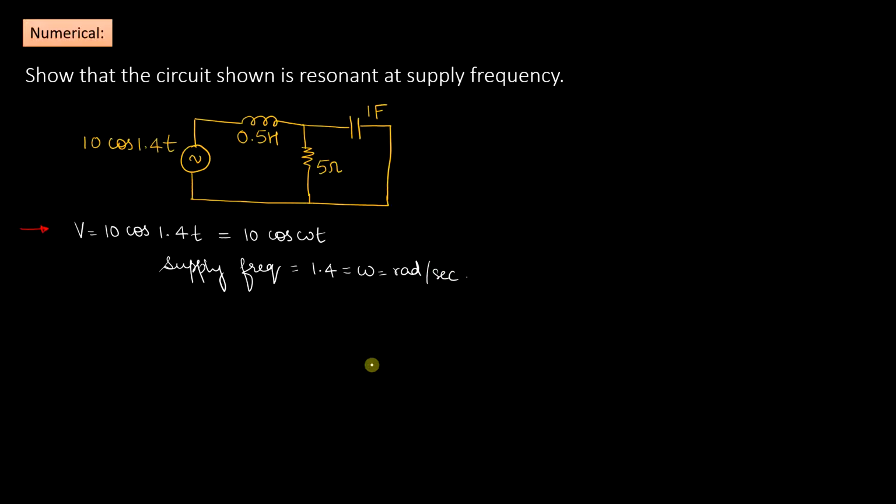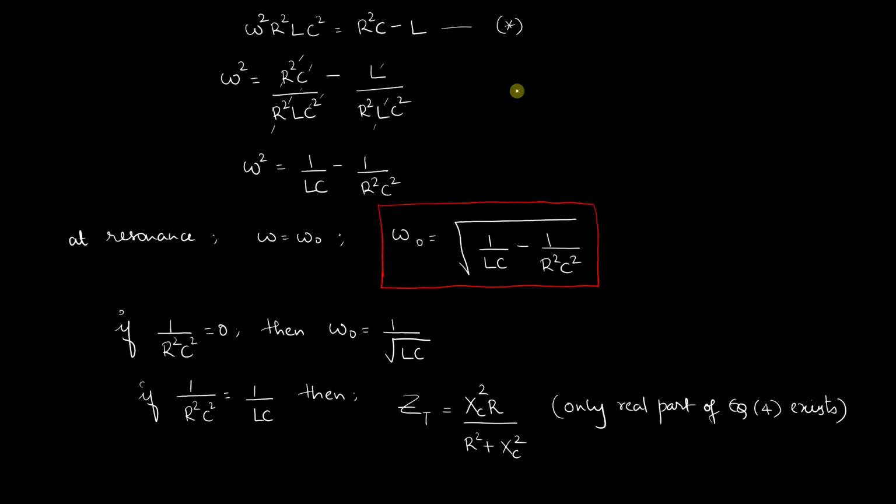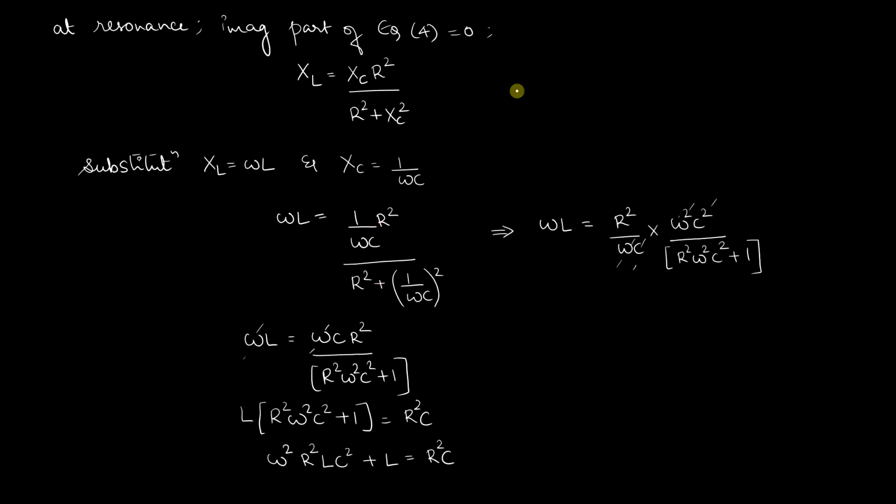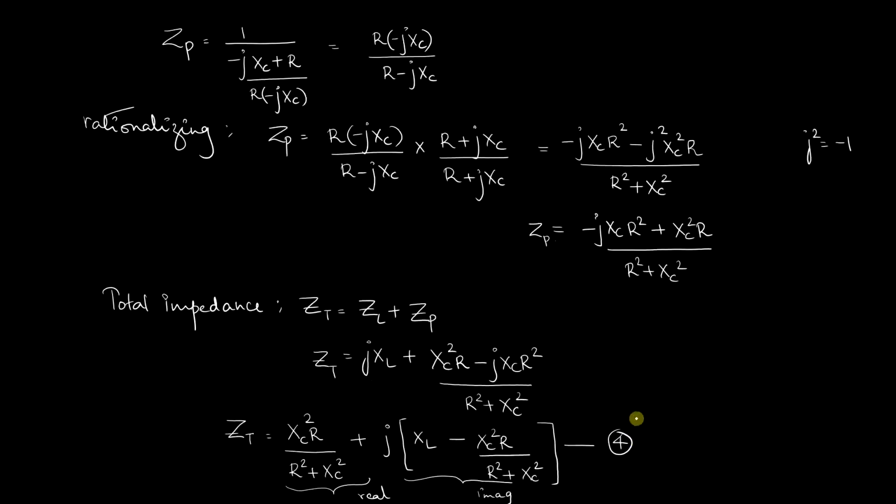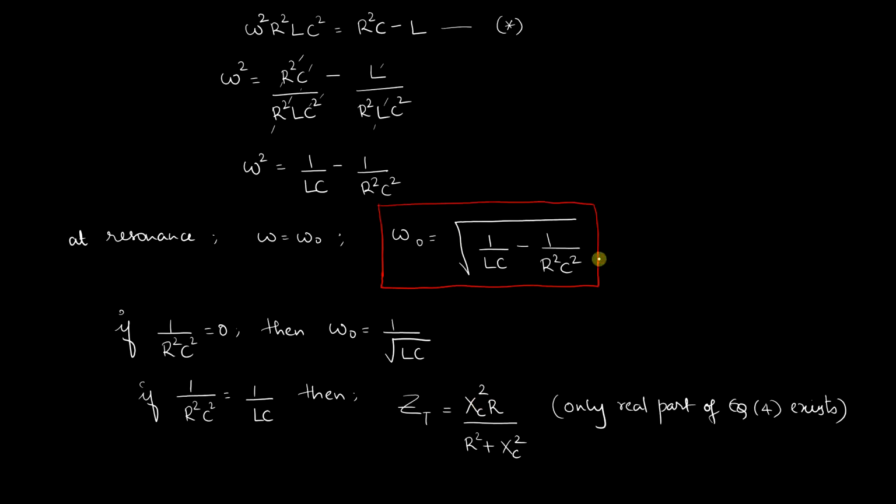Clear? Now I need to show that the circuit is resonant at the supply frequency. Because we have just derived the expression, let me consider the expression directly. Otherwise, in the numerical you are supposed to consider the imaginary part of the expression, derive up till here, then compute the resonant frequency. Once you obtain the expression, omega naught is equal to square root of 1 by LC minus 1 by R square C square.